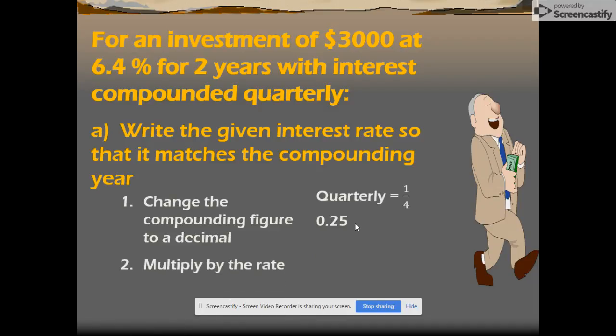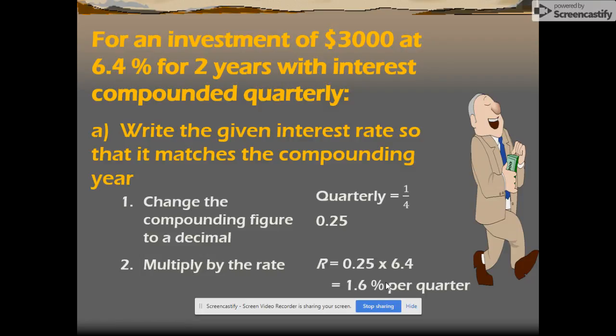Next step, multiply it by the rate. So our rate is 6.4. So we go 0.25 times 6.4, and we get 1.6% per quarter. Okay, so now we've got our rate. Our rate is now changed to a per quarter rate, which is 1.6. Just pause me here and write down all the steps, okay?